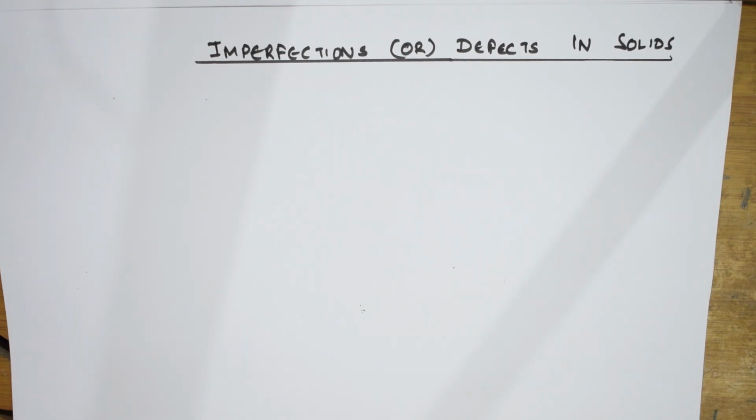What is the packing fraction? What is a type of arrangement? How are they packed? Different varieties in 1-dimensional, 2-dimensional, 3-dimensional. I also taught you a topic called radius ratio and its relation with coordination number. Now today's topic, I'm going to teach you about imperfections or defects in solids.